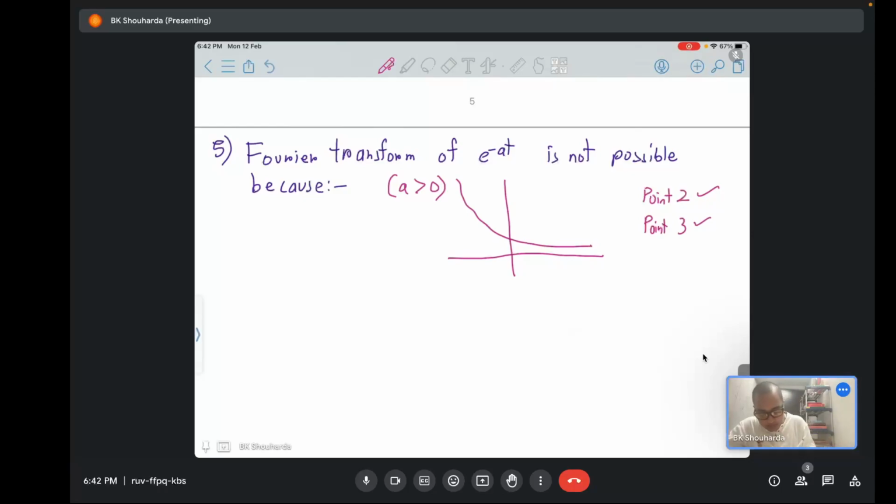Now we look at point 1. Point 1 says that the integration from minus infinity to infinity of the modulus. The modulus is always a positive number, and the exponential is a positive number, so we don't need to take its modulus. Now we integrate with respect to t. This is the area under this curve, and this goes to infinity. Because the integral is infinite, it is not absolutely integrable, which violates point 1, and that's why we do not have the Fourier transform of e to the power minus at.